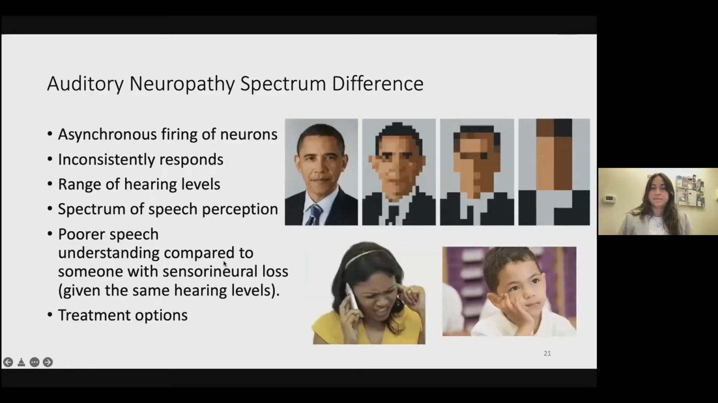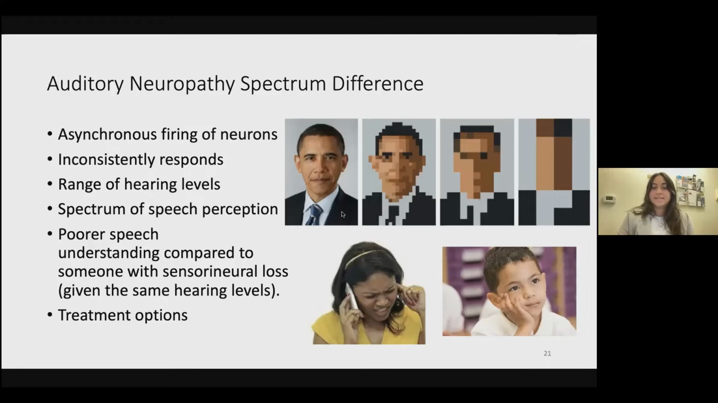Let's go to the next slide. And when that sound or when that picture doesn't all come through at the same time, what it can result in is just very unclear sound. So I like to use this image of President Obama to represent the spectrum quality of ANSD. This picture here represents what typical hearing looks like. All of the neurons are firing together. The picture is very tight and clear, and it's very evident what we're looking at.